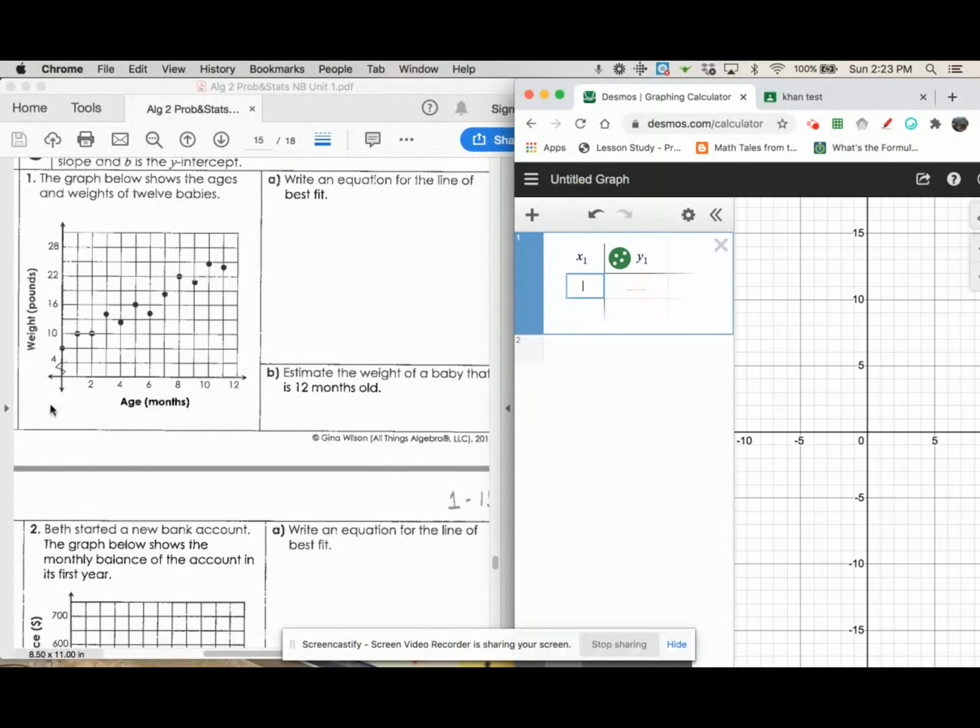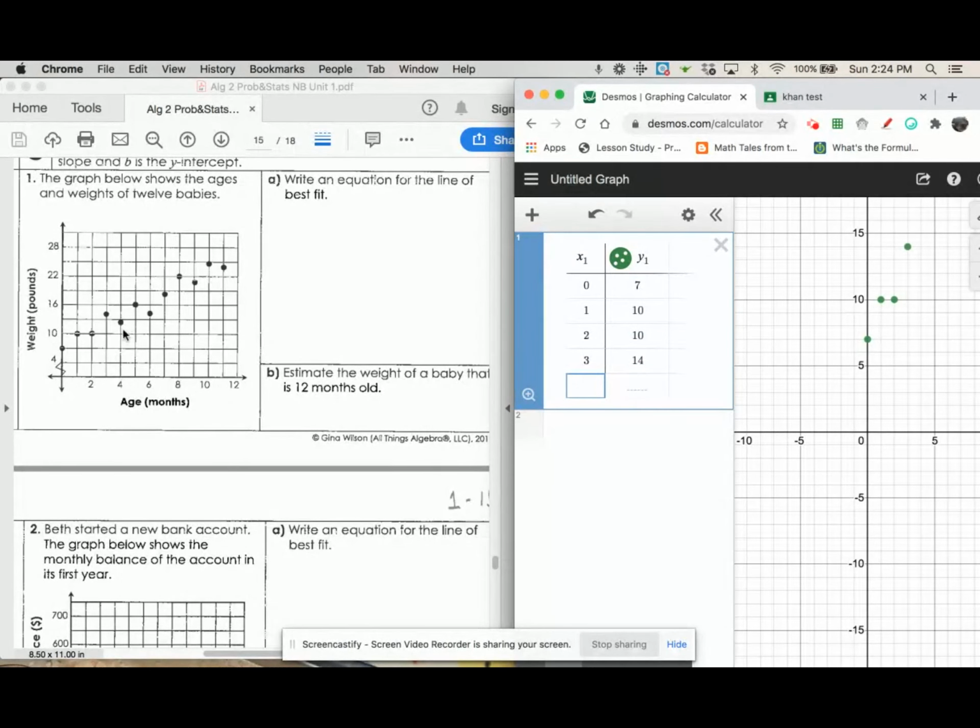So if I look at my first point, this age is going to be 0 and this weight is going to be 7. So 0, 7 is my first point in this scatter plot. If I go to this next point, I'm at 1 month and it's 10 pounds. So 1, 10. My next point is 2 months and 10 pounds. If I go to the next point, I'm at 3, and this is between, remember it counts by 3, so this is 13 and 16, so I'm going to say 14. So 3 months, 14 pounds.